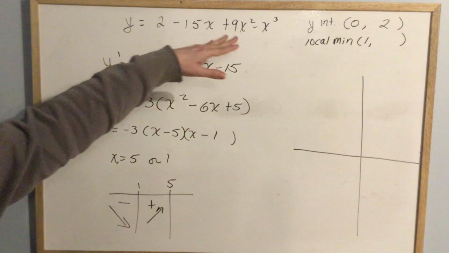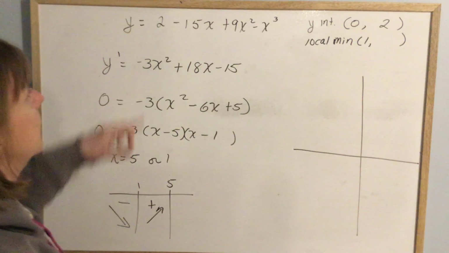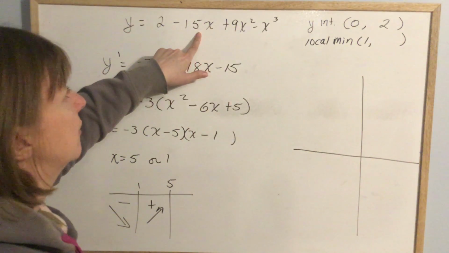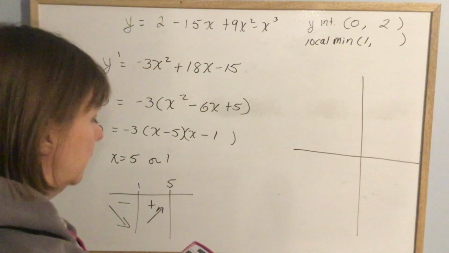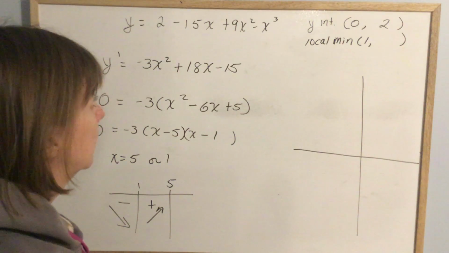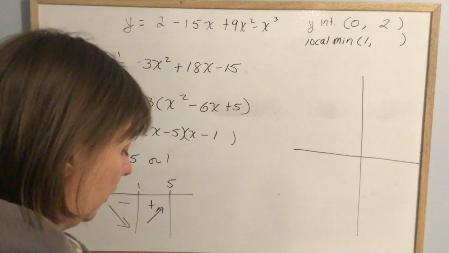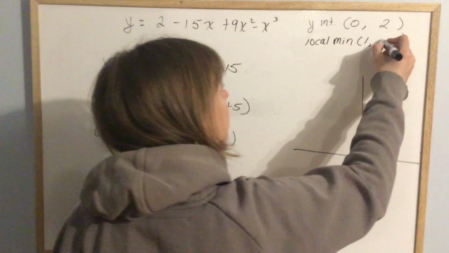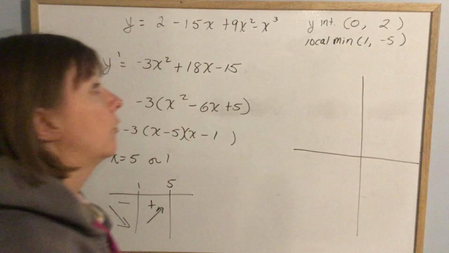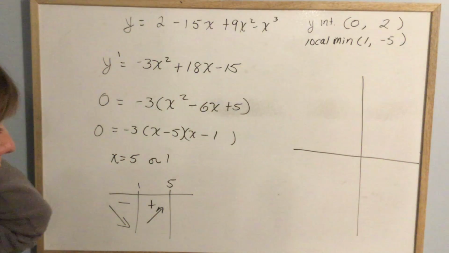So I'm going to put that back into here and see what I get. 2, that would be minus 15, so that would be negative 13. That would be plus 9, and then minus 1 gives me negative 5. So I have a local minimum at negative 5.